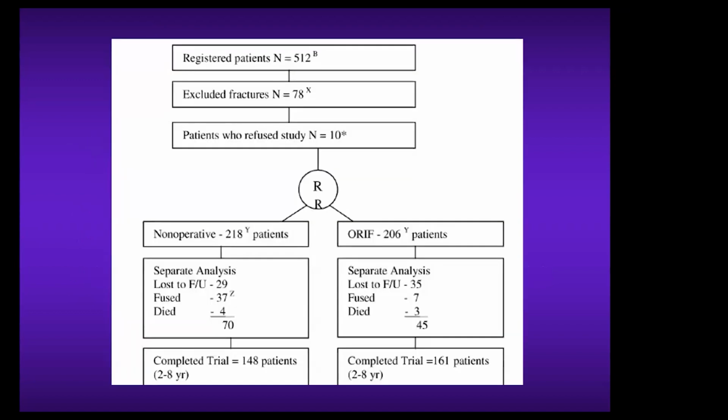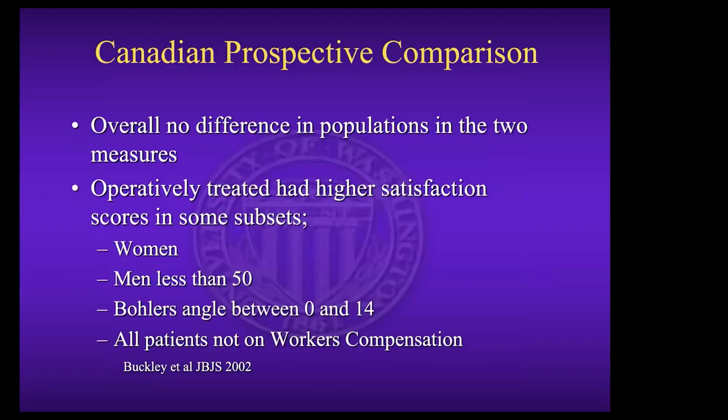So this is their cohort study analysis to see how they broke down. They ended up with 148 patients completing the trial in the non-operative limb and 161 in the operative limb. And while they found overall no difference in the two groups, they had a number of hard to interpret findings where there were differences. First of all, when the workers' compensation patients were removed, there was a difference between the operative and non-operative group.